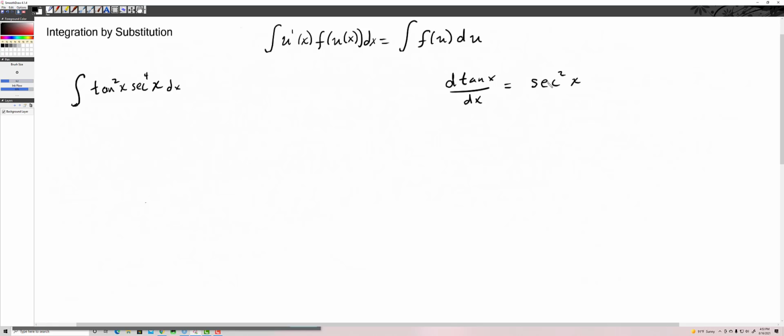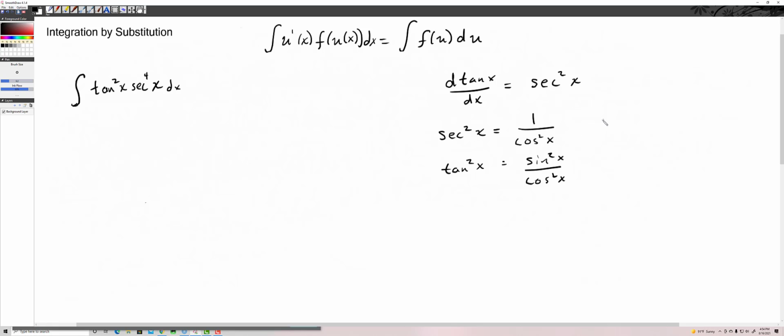Now you'll notice here I have two of those, right? I have two secant squared x's. But I also know that secant squared x, what is secant squared x? I think we ran into this in integration by parts. That's 1 over cosine squared x, right? And tangent squared x is sine squared x over cosine squared x. These things precipitate from the definition of secant and tangent. Tangent is sine over cosine, secant is 1 over cosine.